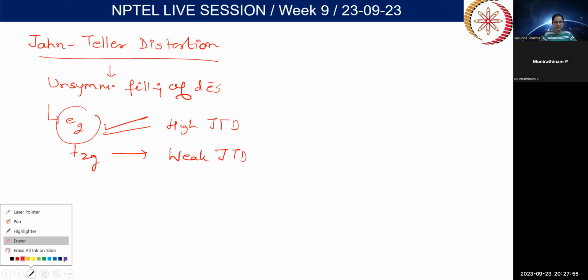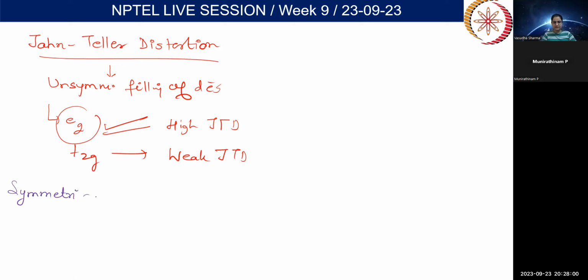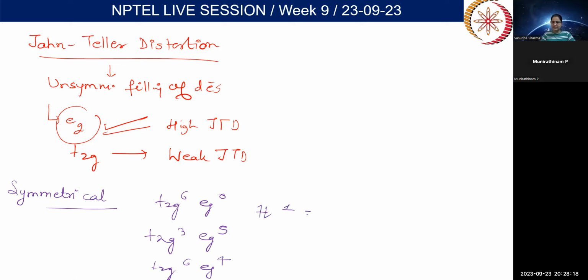so if at all we have symmetrical filling of the electrons, say for example, if I have t2g6 eg0, or if I have t2g3 eg2, right? And maximum if it is t2g6 eg4. So these are the particular cases where my electrons are being filled exactly similarly in the same energy orbitals, or splitting occurs but all of them are the same, and if it is completely filled.